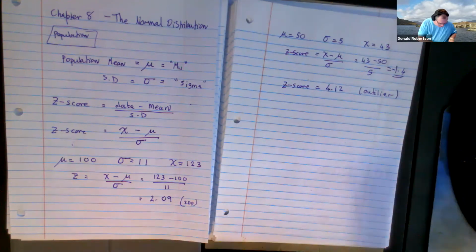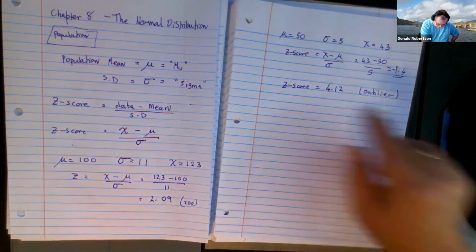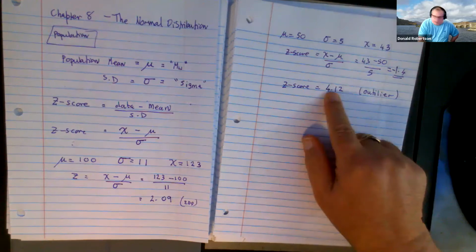Are we okay with calculating Z-scores? Can we call that done? As long as I tell you these three values, you're comfortable with getting the Z-score.